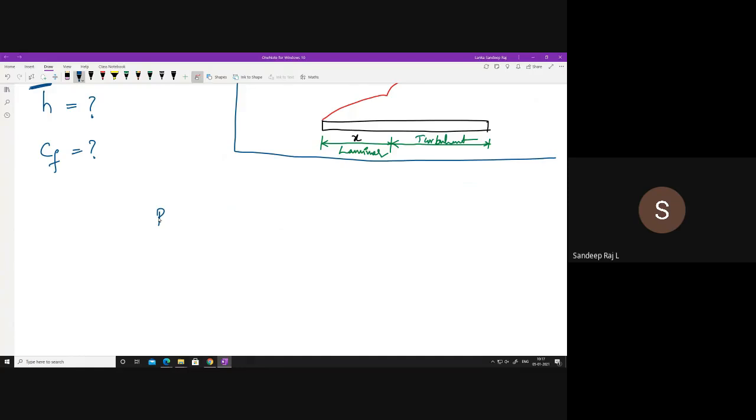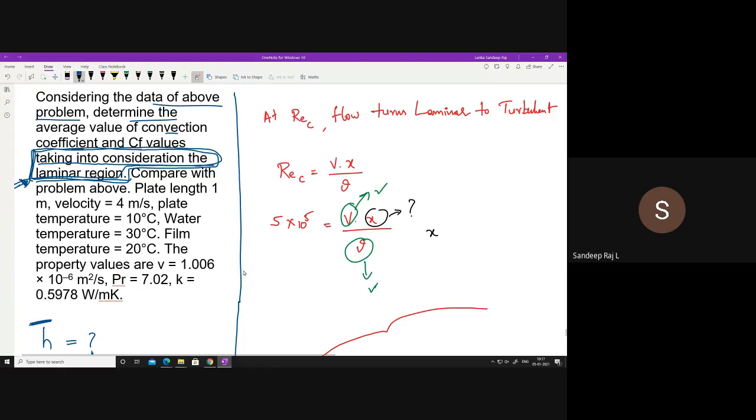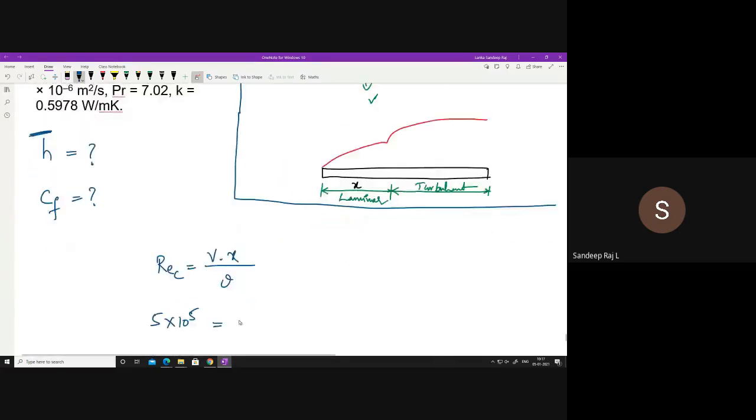Just now we have seen Re_c is equal to V into x by nu. The Re_c value is 5 into 10 to the power of 5, and the V value is given as 4 meters per second in the question. So let us substitute that 4. See here, what is the value of x?